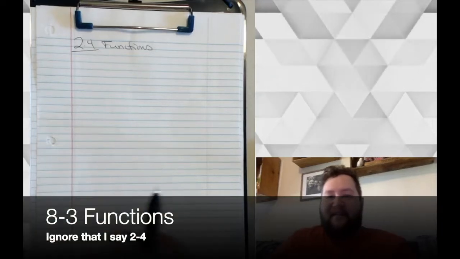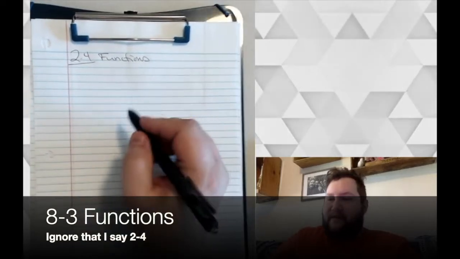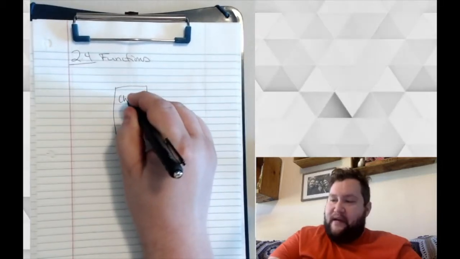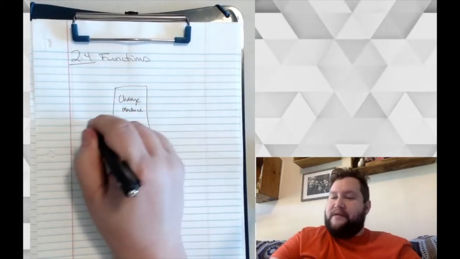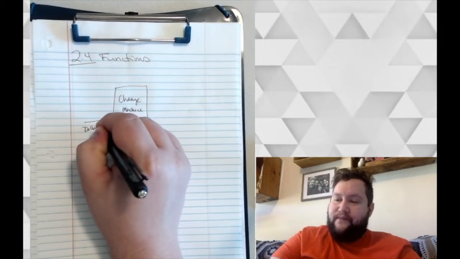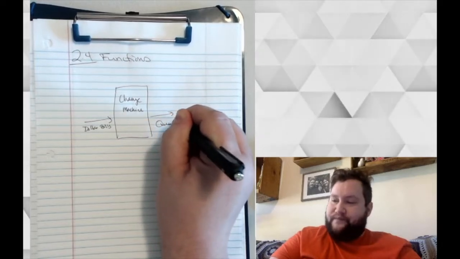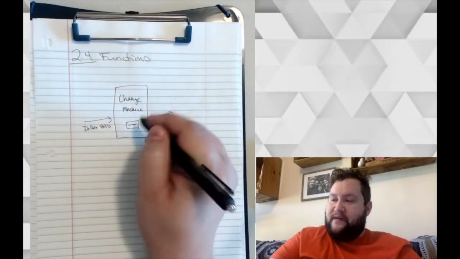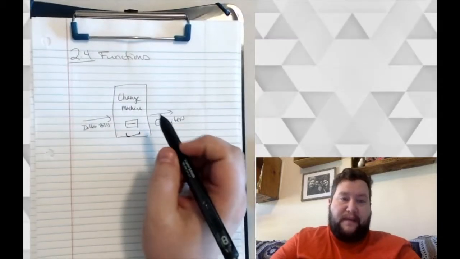Hi class. In today's video we're going to be talking about section 2.4 functions, and I really want to start with this illustration. So imagine you're at an arcade and there's a change machine. You're going to put some number of dollar bills in, and on the other side you're going to get some quarters, right? So this change machine, takes bills and returns quarters, is going to have some input and some output.